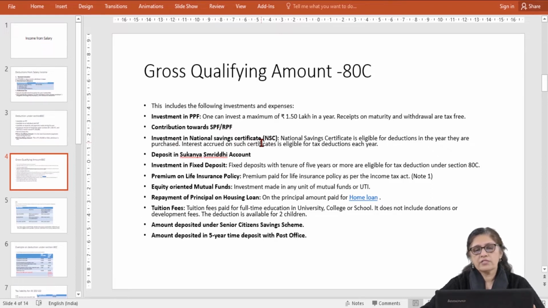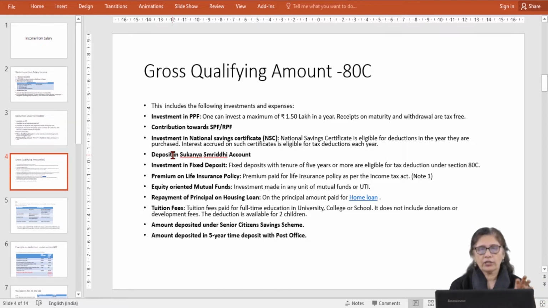Investment in national savings certificates. If you invest anything in NSCs, that investment qualifies for deduction under 80C. Now, the maturity period of NSCs is 5 years. When interest accrues, you get the matured amount after 5 years. Interest does not get paid to the assessee after every year, but it gets accumulated to your NSC account.